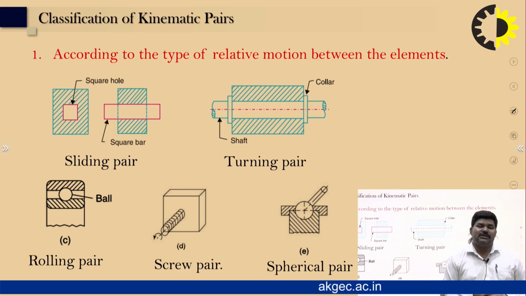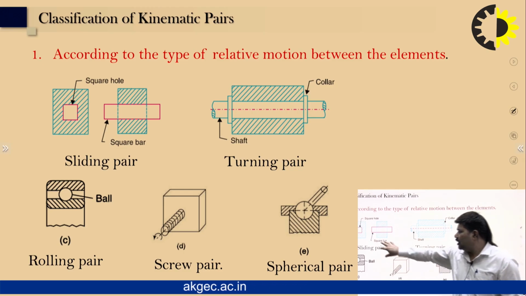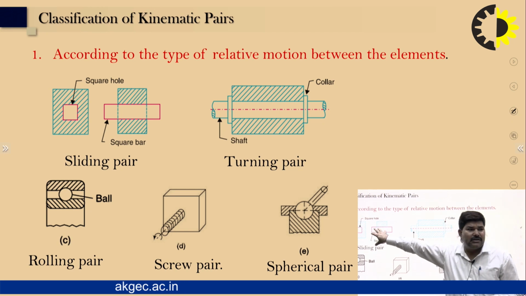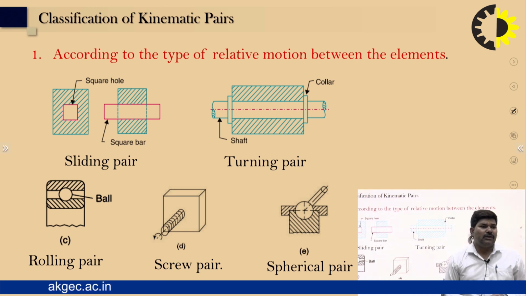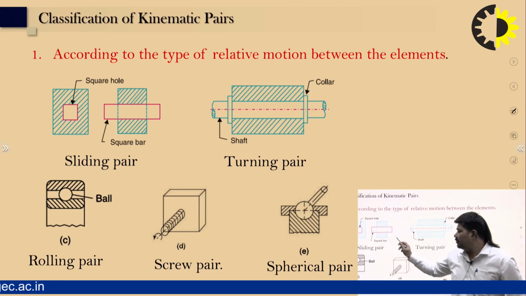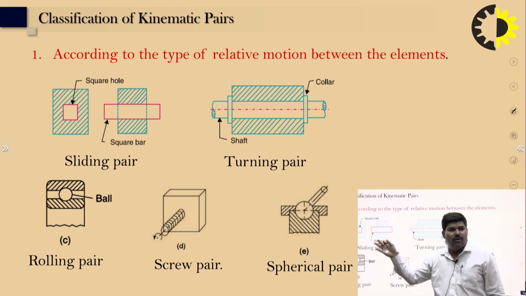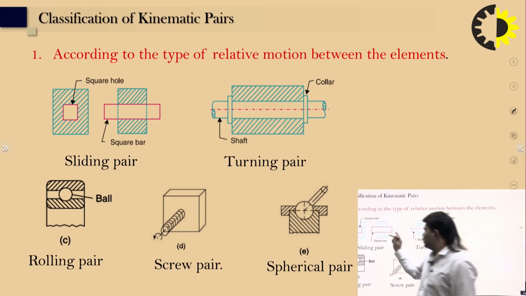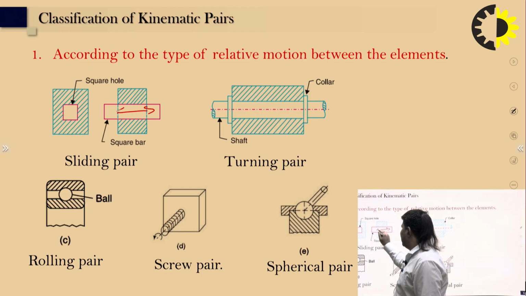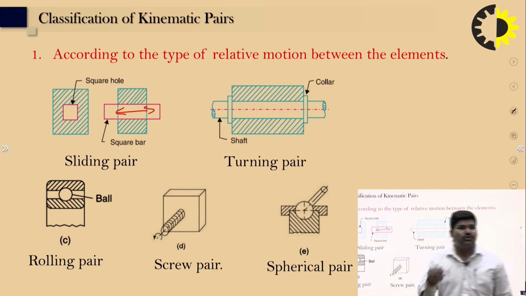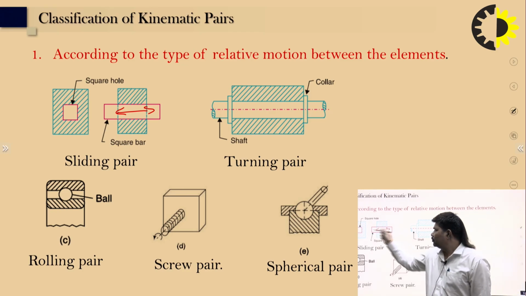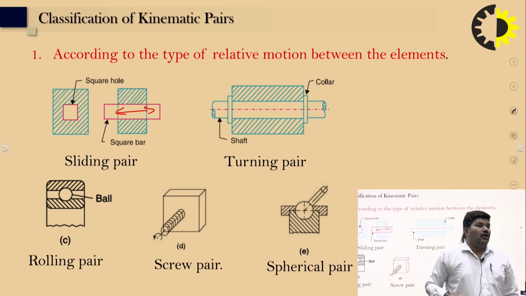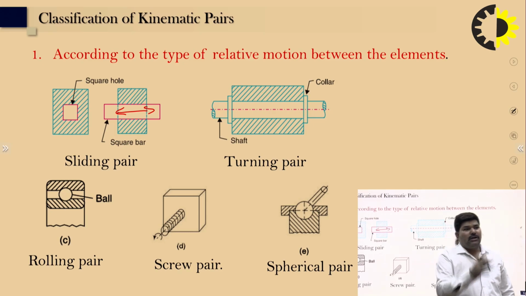So we can say that the sliding is the lower pair. You can see here that is the square pair. You can see the motion between that. You can see here that the square bar in the square hole moves sliding inside. So the square bar moves inside properly. You can say that the motion is in only one direction, both forward and backward. So this is called the sliding pair.